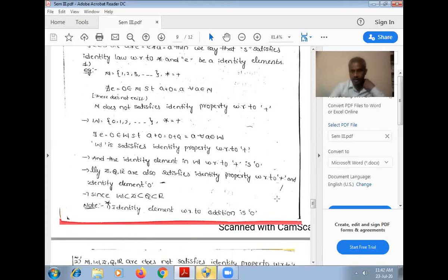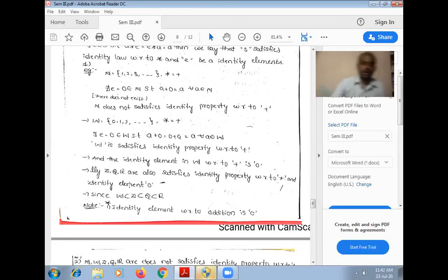Therefore W satisfies the identity property with respect to plus because A plus 0 equal to 0 plus A equal to A, and here A belongs to W, and at the same time the existing value, what is the existing value here? 0. So 0 also belongs to W. So W satisfies the identity property with respect to plus. Here the identity element in W is 0, because if you add 0 to any element, we get that number. So now 0 is the identity element in W.